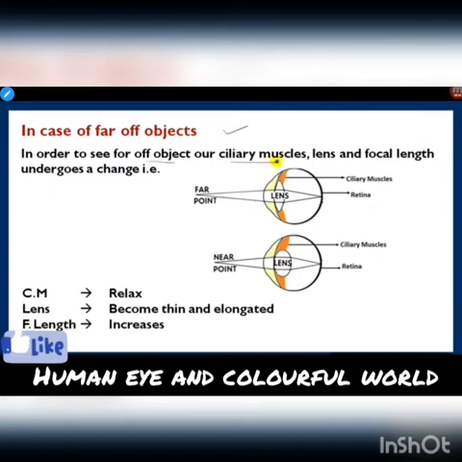At the far point, you can see the ciliary muscles relax, but at the near point, the ciliary muscles contract. Again, if you compare the lenses, the lens is thin at the far point and the lens is thick if the object is at the near point.